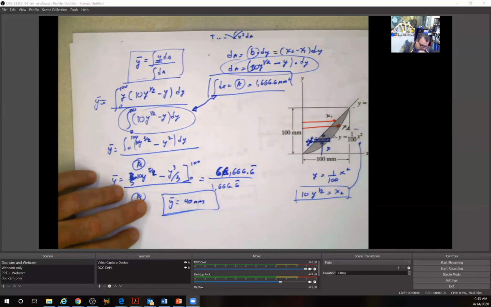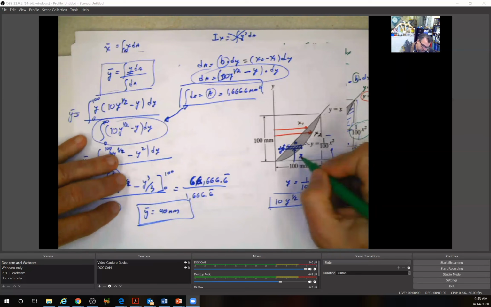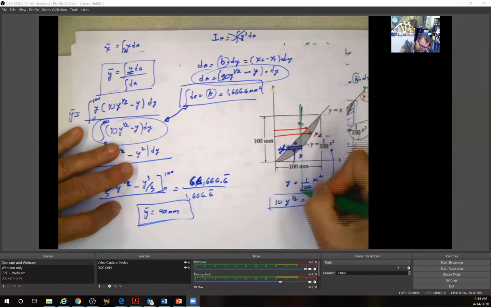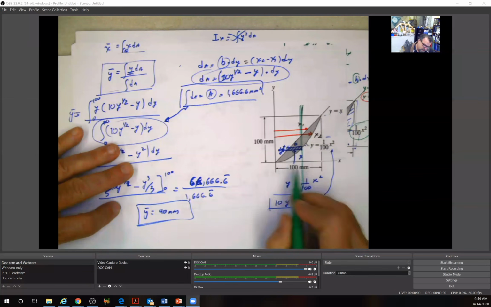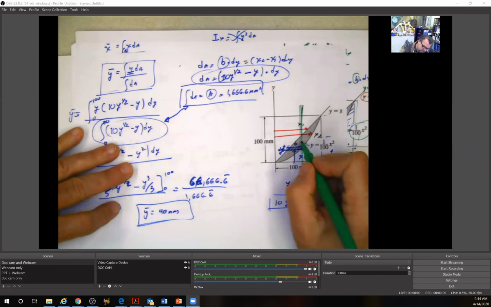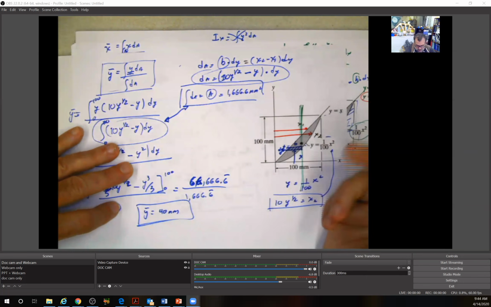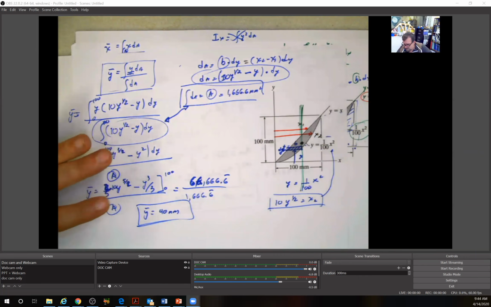So anyway, this is 40. Now, if you go to the original plot, the x that we calculated was 50, and the y that we calculated was 40. 50 measures half of the distance, and 40 in the y direction should be somewhere over there, because this is kind of symmetric. Yes, it's heavier in the bottom part because there's more material there. So this is the location of the centroid, and with that, it should be done.